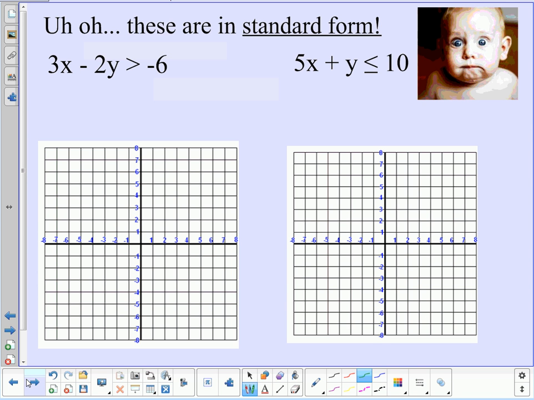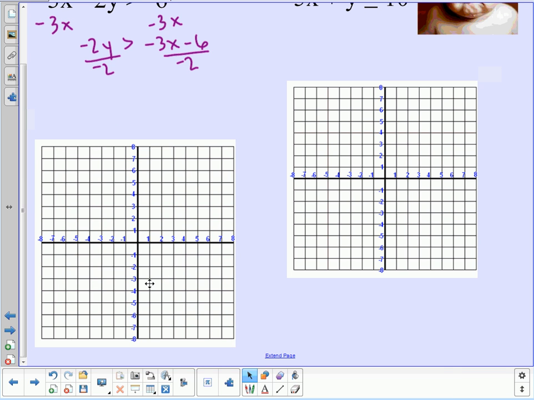Let's take a look at number 8. Ooh, now we're looking at lines that are in standard form. Uh-oh. Well, that's okay, because we've already practiced this, so we know what to do. The first thing that we want to do is get the y variable by itself. So I'm going to subtract the 3x. So I have negative 2y is greater than negative 3x minus 6. And then I need to divide by negative 2. Now when I divide by negative 2, don't forget that in inequalities, that means you need to flip your symbol. So this is now going to become less than or equal to.